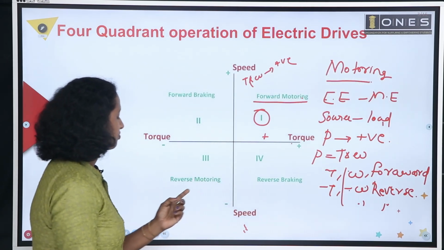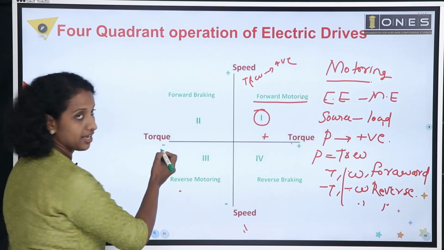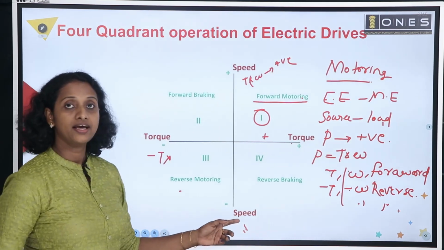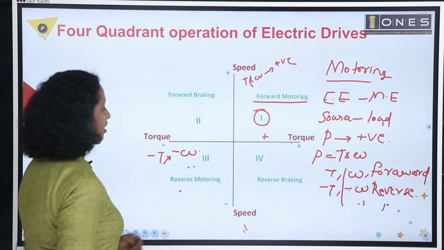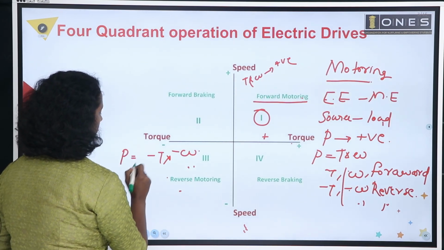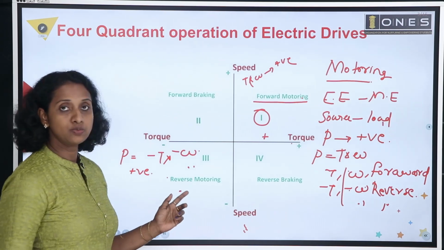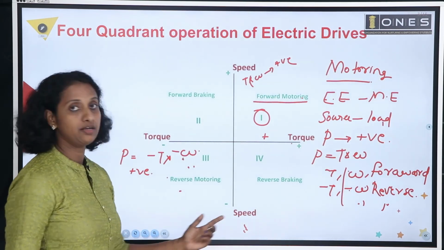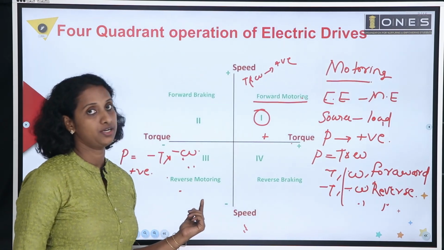Look at this. Here torque is in the negative axis. So, torque is negative and what about speed? Speed is also negative. So, you will get a positive power. Power becomes positive. And why is it reverse motoring? The speed is negative here. Reverse speed. That's why it is known as reverse motoring mode.